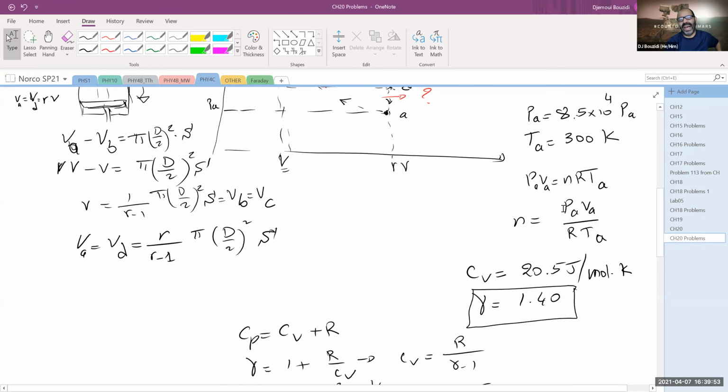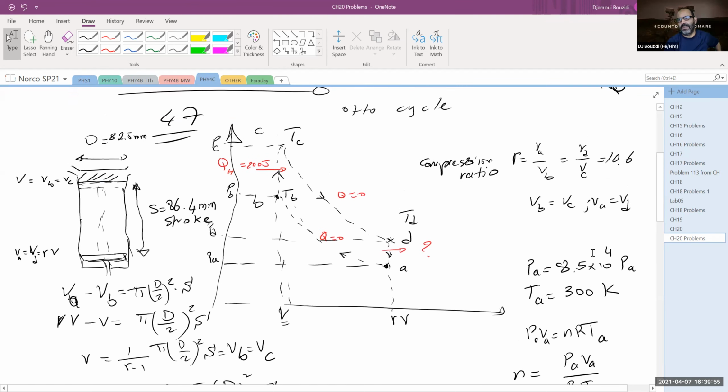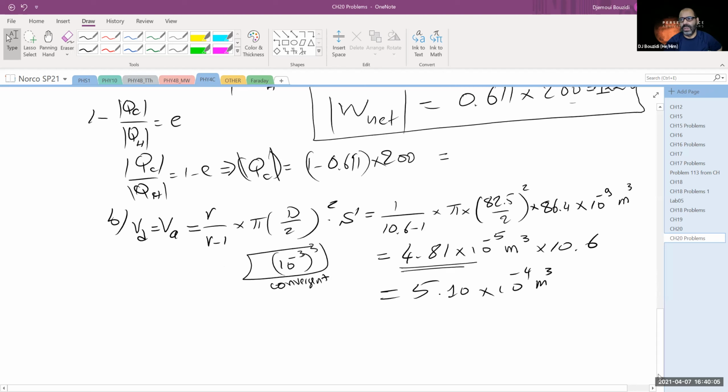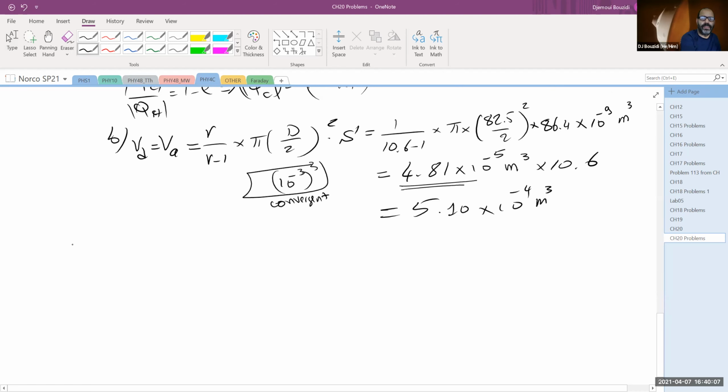We just found VA. PA is given. PA is 8.5 times 10 to the power 4 Pascal, and the temperature TA is 300 Kelvin, and R is just 8.314, which is a constant. So we can find the number of moles for this part. So part C, we need n. n is equal to PA VA over R TA. The pressure PA is given to be the starting pressure, 8.5 times 10 to the power 4 Pascal.